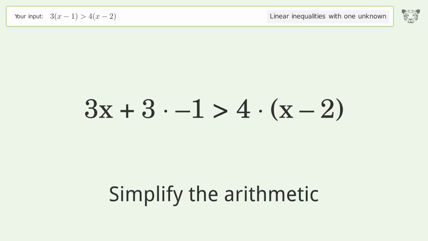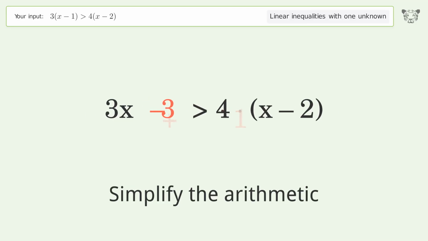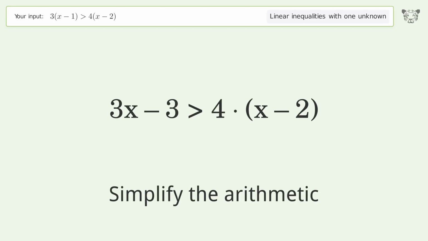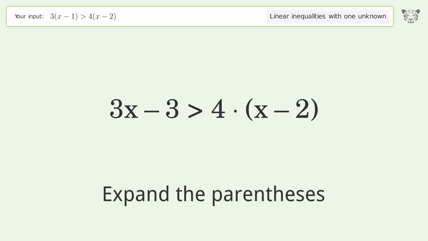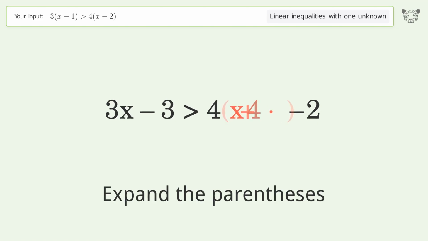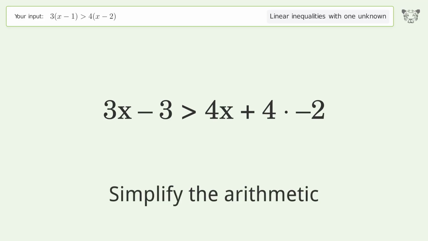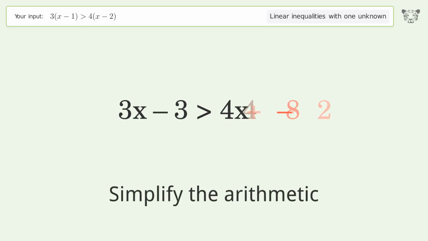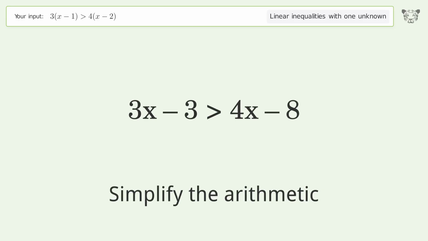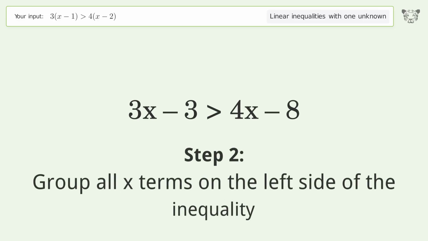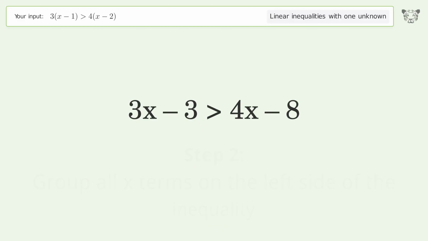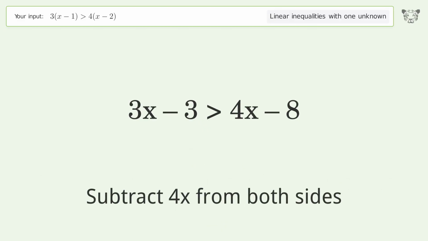Simplify the arithmetic. Expand the parentheses. Simplify the arithmetic. Group all x terms on the left side of the inequality. Subtract 4x from both sides.